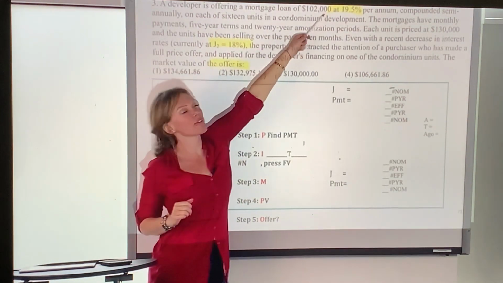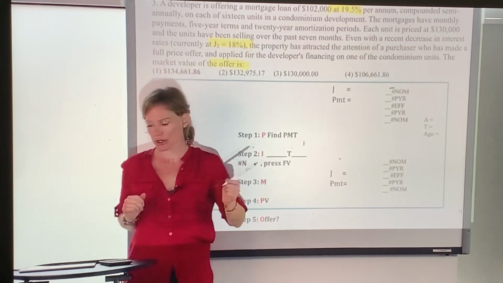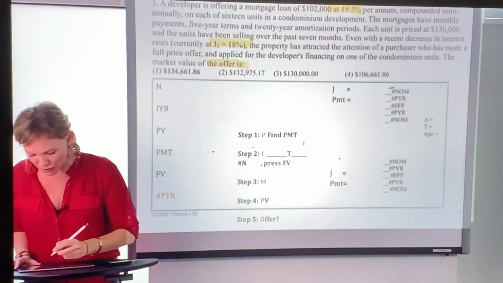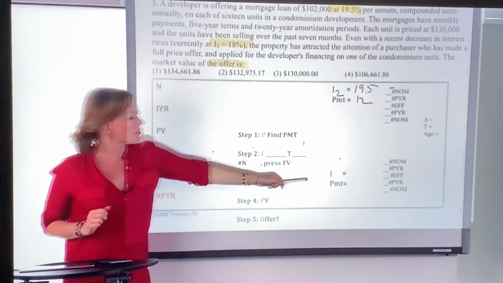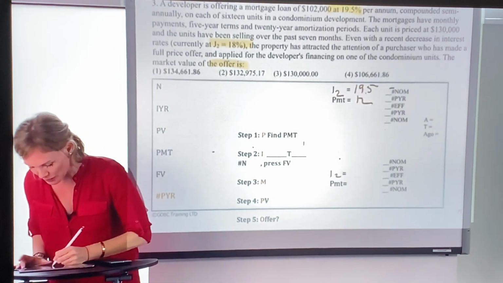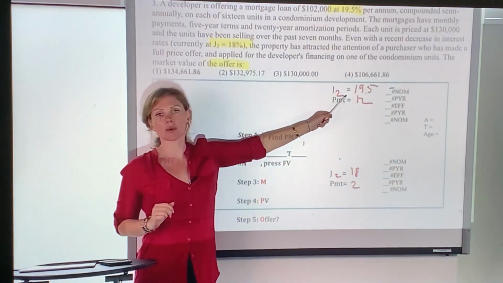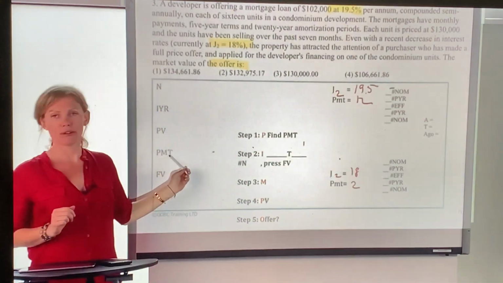You just see which one is the first one that's given to you in the question, and that's the one you're going to be using. So you're going to be using 19.5%. So 19.5 compounded semi-annually, payments monthly. Okay? And then the second rate we'll be using right here, which is 18 compounded semi-annually. Okay, so just to show you that the first rate is always the one that we use, what I was giving to you in the question, is to find your payment.